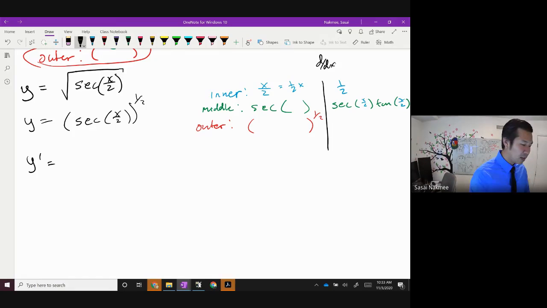Last but not least is the derivative of the outer function, which is going to be 1/2 of some stuff to the negative 1/2. What's the stuff? The stuff that's in there is going to be secant of x over 2.